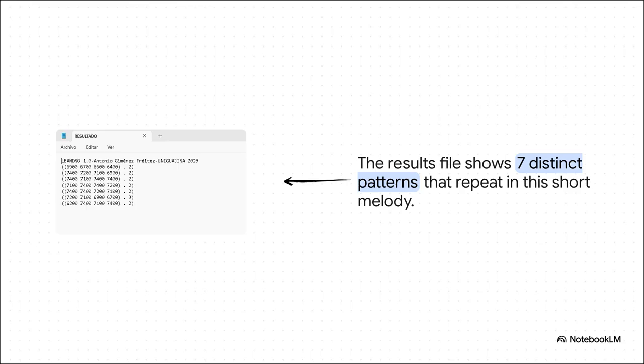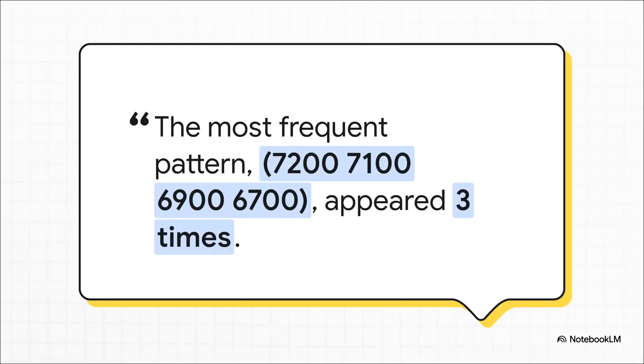Pretty cool, right? The software found 7 distinct melodic patterns that repeat just in this short little phrase. Each line shows a pattern written as a series of MIDI numbers. That's just a standard way to represent musical pitch. And then it's followed by a count of how many times that pattern showed up. So we scan the list, and there it is. We find our winner. This specific 4-note pattern, represented by the numbers you see here, appeared 3 times, which makes it the most common melodic idea in this entire musical snippet.